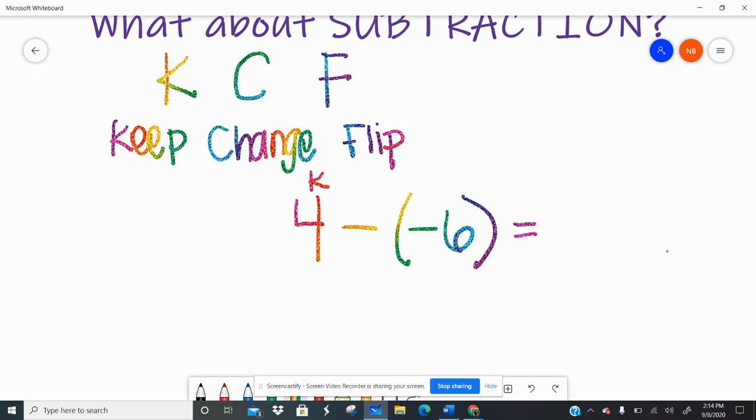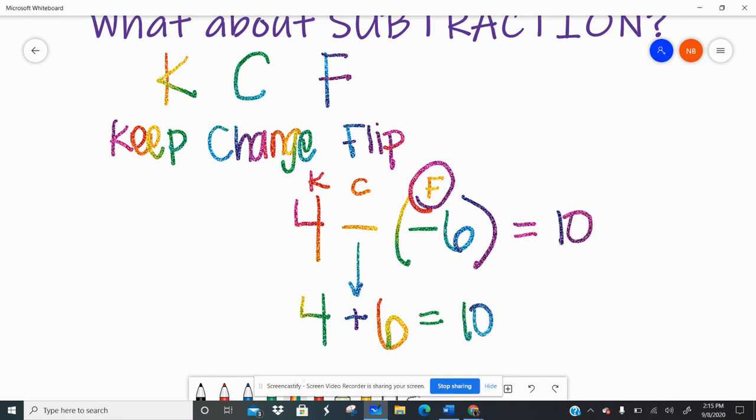We're going to use that KCF strategy. So we're going to keep the first integer, keep. We're going to change subtraction to addition, and we're going to flip the second integer. So we're going to take its opposite. So if it's negative, it becomes positive. If it's positive, it becomes negative. So really, 4 minus -6 is the same as 4 plus 6, which is 10. Boom, super simple. So if you can add integers, you can subtract integers.